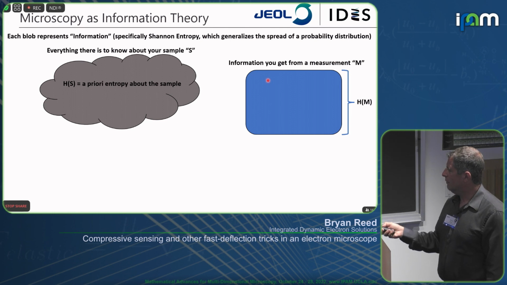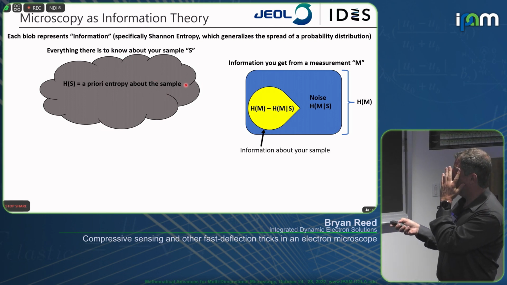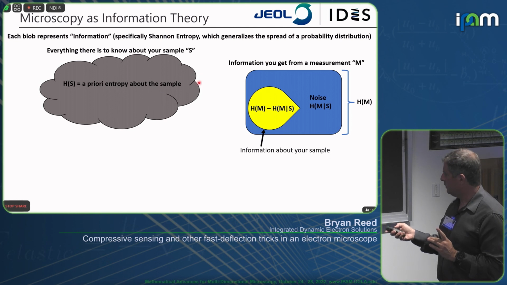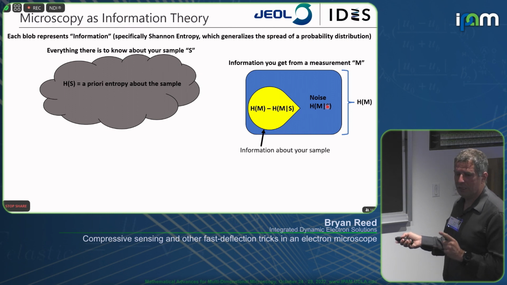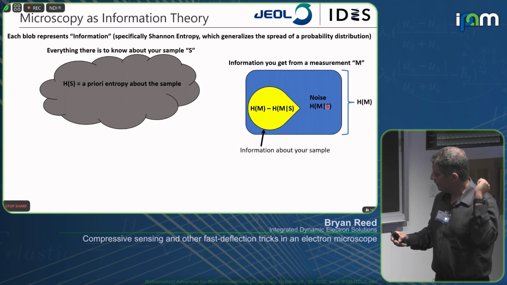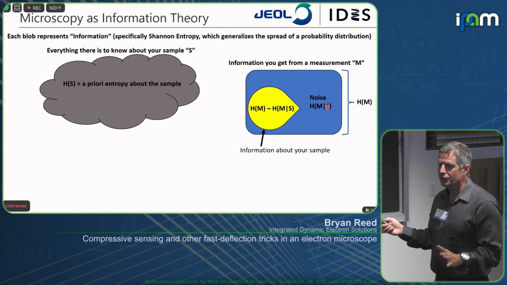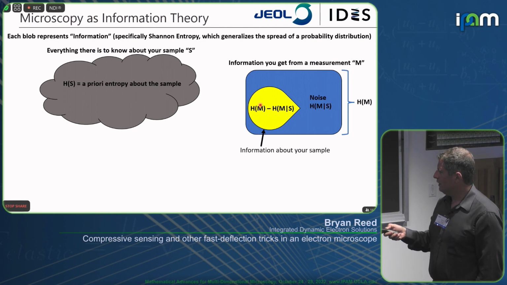So you have an H of M and you have an H of S, the a priori information about the sample. So you do a measurement, and now some of this information is actually about your sample, and some of the information is just noise. So there's some entropy where even if you knew everything about the sample, there's still some randomness in the measurement, just because you're sending some finite number of electrons at the thing, and you have some detection probability and Poisson statistics and drift and whatever, right? So that's not interesting, but this little yellow kind of teardrop shape is what's left, and this is information about your sample.